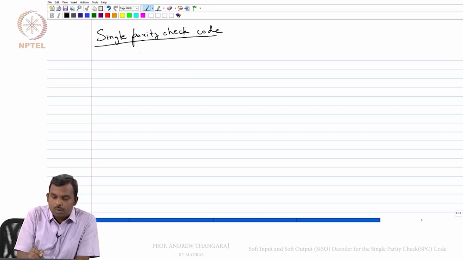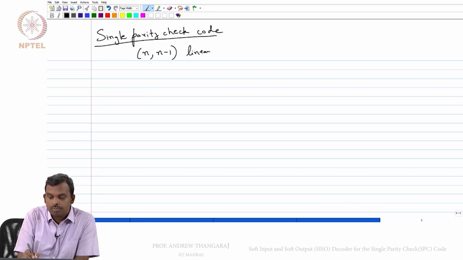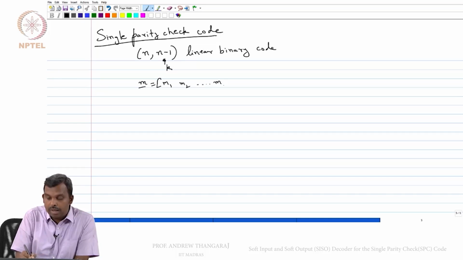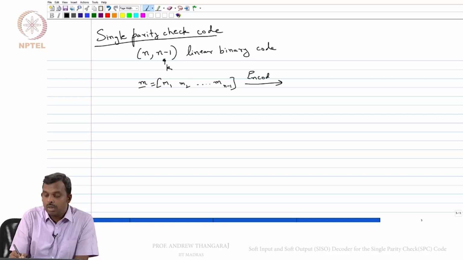Okay. So, it is an n comma n minus 1 linear block code. And the way it works is as follows. If it's n comma n minus 1, remember this is k, right? K is n minus 1. So, your message vector is m1, m2, up to m n minus 1. In most cases, it's encoded in a systematic fashion. This is how the encoder works.